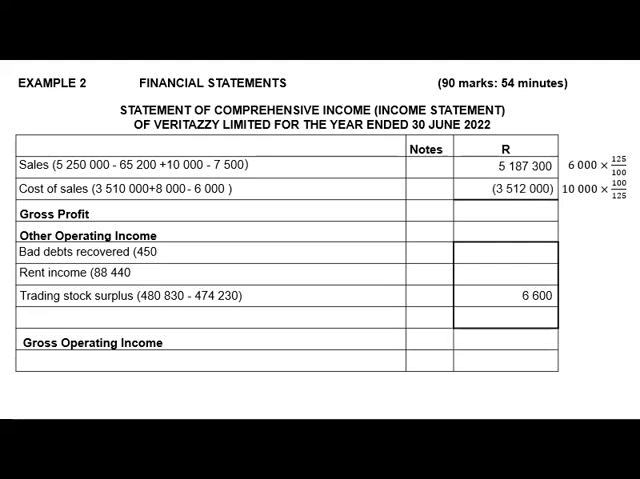5,187,300 minus 3,512,000. That will give you 1,675,300. Now that I'm done with that, I will record my provision for bad debts adjustment.